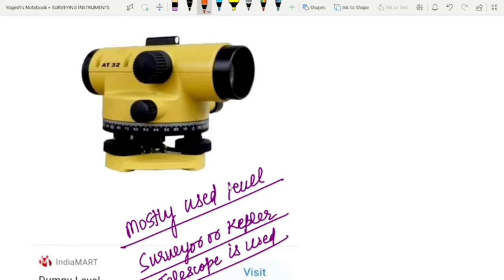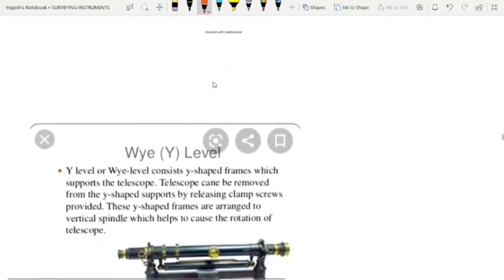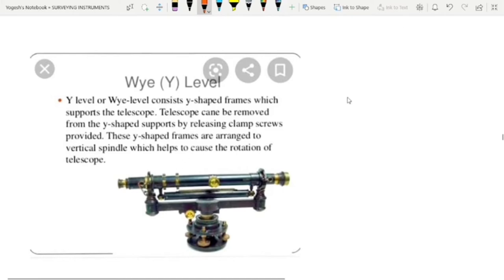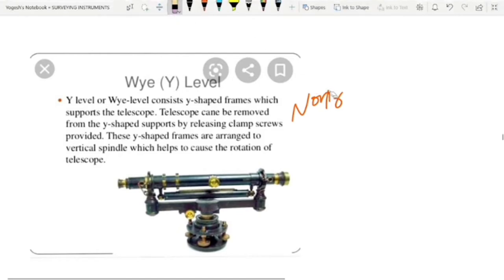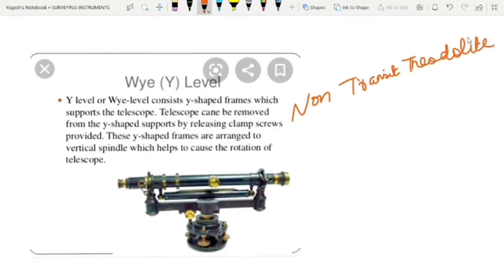This is the mostly used level survey, or Kepler's telescope. The Y level, or you can say the non-transit level, is not used nowadays because the line of sight cannot be reversed by 180 degrees even by rotating the instrument by 180 degrees. So this is the non-transit level.